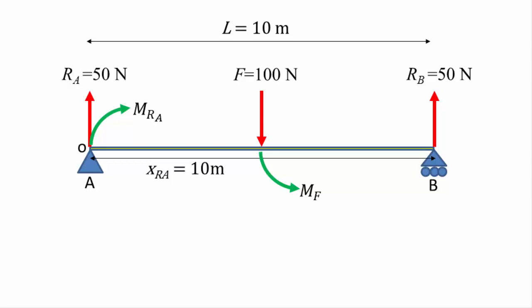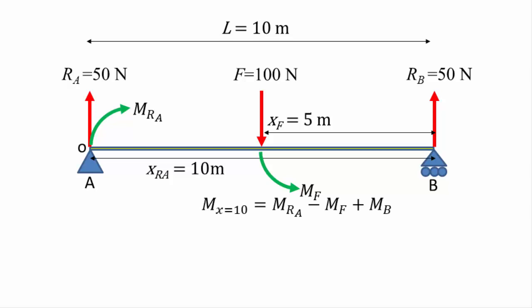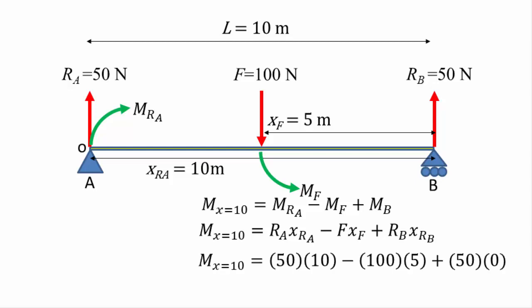RA is at a distance of 10 meters from the cut, F is at a distance of 5 meters from the cut, and RB is right on the cut. Our equation then will have three moments in them. But since RB is right on the cut point, its distance will be 0, so it actually doesn't produce any moments. The total moment at 10 meters works out to be 0.